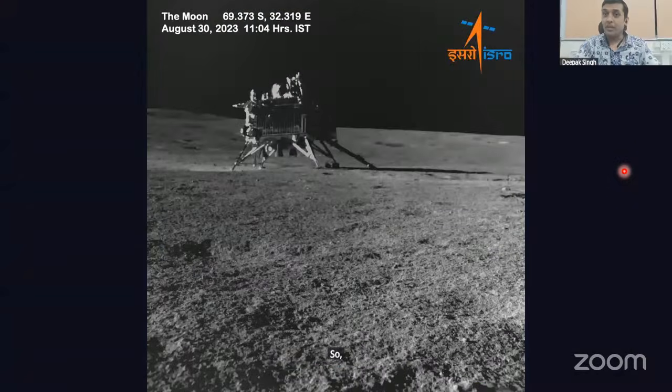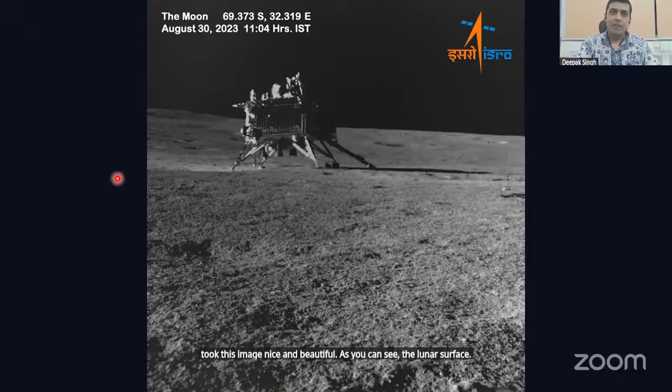So this is the image of the Vikram lander taken from the Pragyan rover on August 30th. So 7 days after we landed. So it took some time to capture some cool images. So as you can see, the Vikram is sitting nicely there, and the rover is somewhere here taking that image. A few meters away, it took this image. Nice and beautiful, as you can see, the lunar surface.